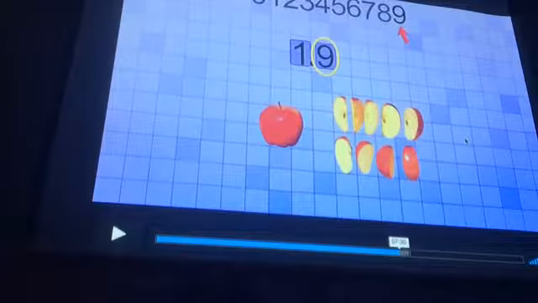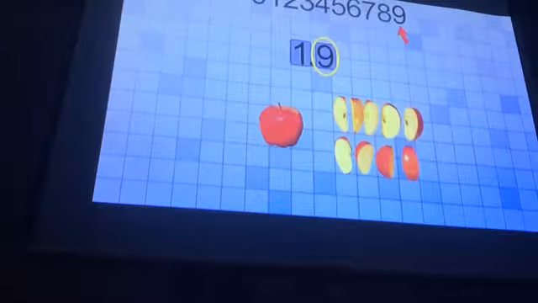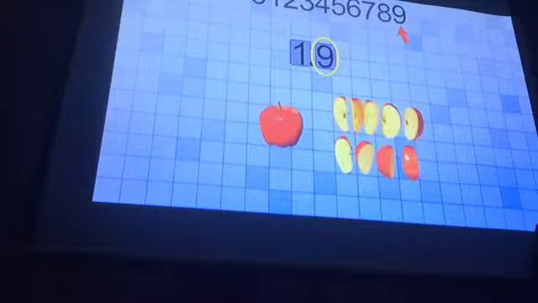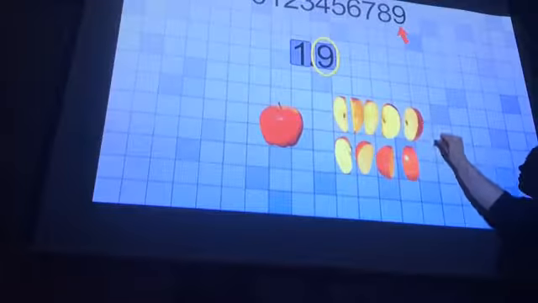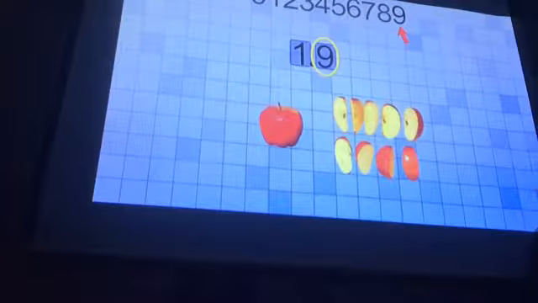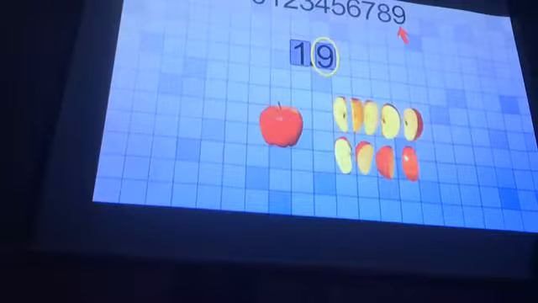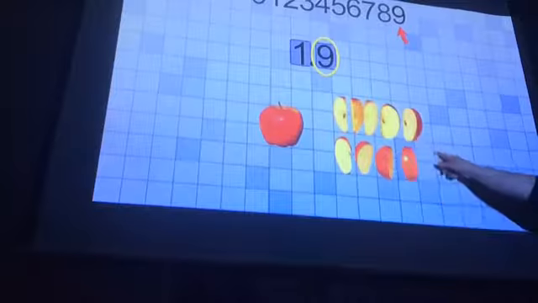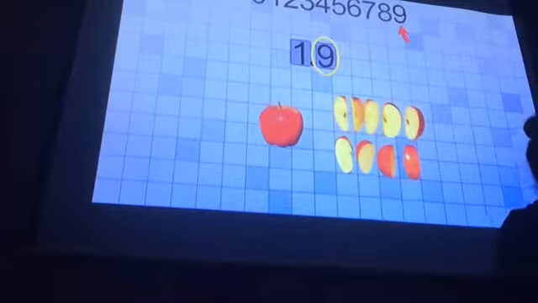So what do you think is going to happen now? So it's 1.9. I'm going to give you 20 seconds of thinking time. It's 1.9 right now. What's going to happen when we add another piece right here? What's going to happen to the number?